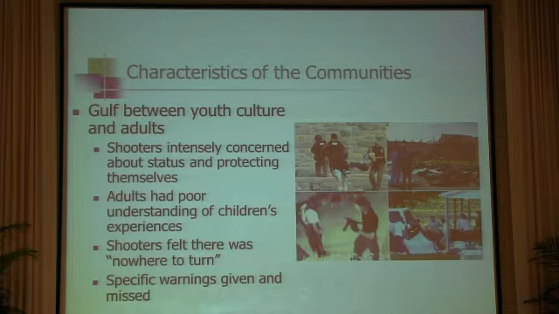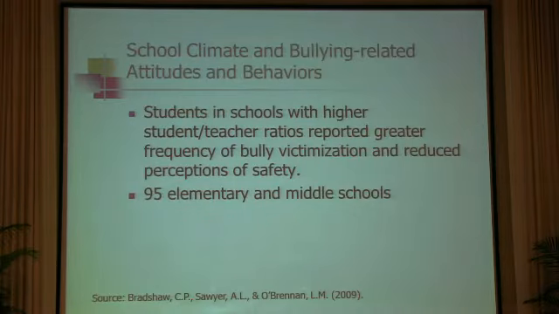Contemporary studies are also beginning to uncover effects of these same aspects of school climate on a different form of problem behavior, and that is bullying. 2 recent studies have directly linked aspects of school climate to bullying. One of these is a study of 95 elementary schools, and it found that students in schools with higher student-to-teacher ratios reported greater frequency of bully victimization and reduced perceptions of school safety.